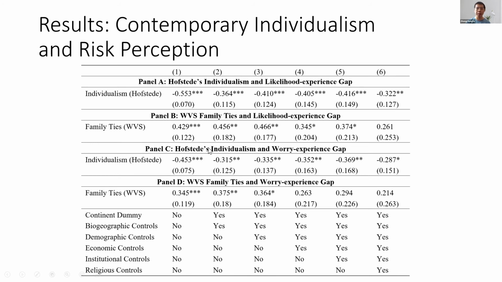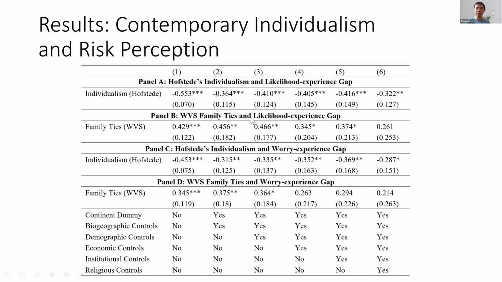The second column is our preferred specification, where you can see that when we control for continent dummies and biography controls, the coefficient gets smaller but remains statistically significant. And when we move to column 3, we control for more. Here we control for demographics.